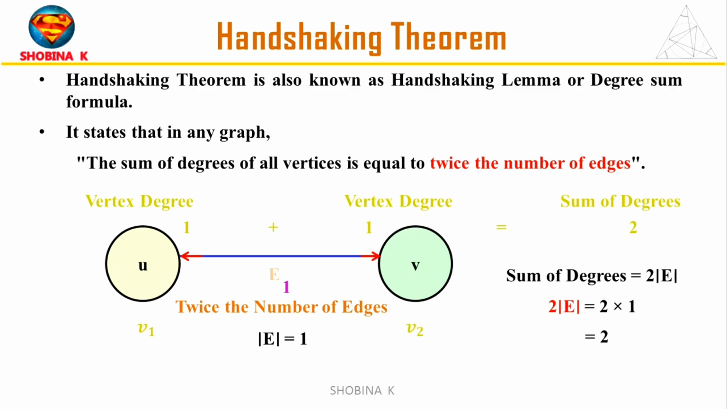In the handshaking theorem, the expression 2E refers to twice the number of edges in the graph. The notation E denotes the number of edges in the graph. So 2E means you take the number of edges and multiply it by 2. Here we have only one edge. We multiply it by 2, so we get 2. According to the handshaking theorem, the sum of degrees of all vertices equals twice the number of edges.